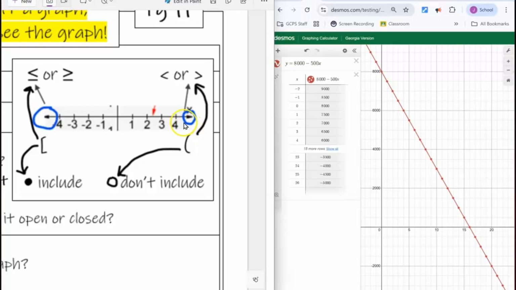In the case of infinity, infinity is not really a number. So positive and negative infinity are not really numbers, so you cannot include them. So for those, it'll be parentheses.